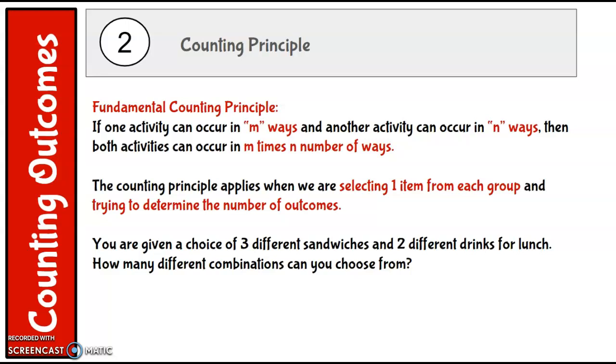Here's an example. If you're given a choice of 3 different sandwiches and 2 different drinks, so 2 different groups, 2 different events, choosing a sandwich, choosing a drink, then we can use the fundamental counting principle, which is just 3 times 2. There are 6 different combinations that I can choose. We could draw a tree diagram and do our 3 branches for our sandwich and then 2 drinks off of each one. And you can see 1, 2, 3, 4, 5, 6 different possibilities.